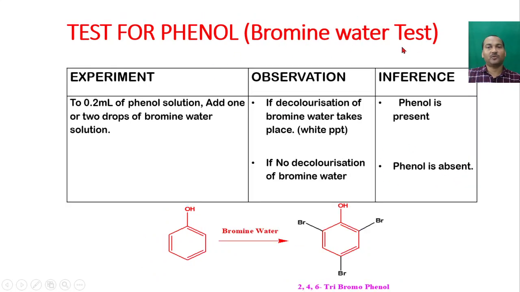Similarly, we can go for the bromine water test for phenol. Take 0.2 ml of phenol in a test tube, then add 1 to 2 drops of bromine water solution. If decolorization of bromine water takes place and you get a white precipitate, that means phenol is present. Phenol reacts with bromine water to give 2,4,6-tribromophenol, which is a white precipitate. If no decolorization of bromine water takes place, phenol is absent.